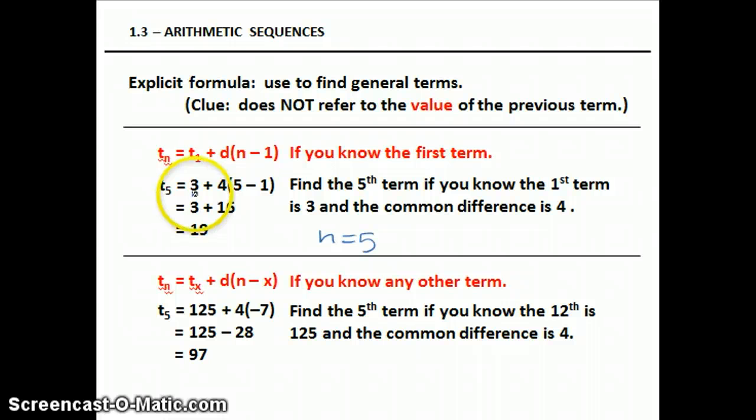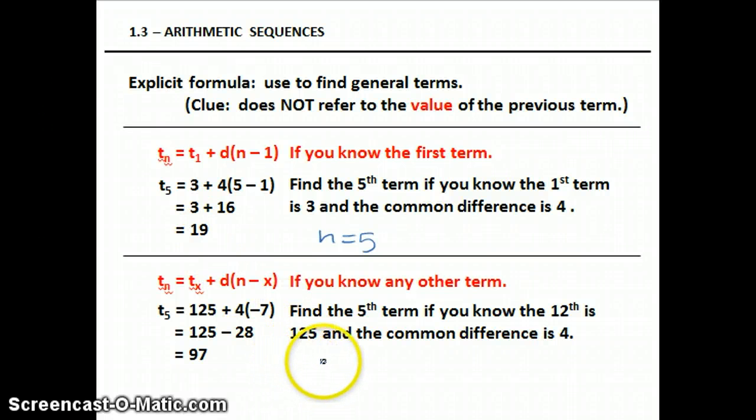Our first term is 3, goes in where t sub 1 is. We're looking for our 5th term, so n is 5, so 5 goes where n is. And our common difference is 4, so that is what d is. Then all we do is regular algebra and make sure that we follow the order of operations. We cannot add first. We'll subtract this, then multiply. 5 minus 1 is 4, times 4 is 16, plus 3 is 19. So the 5th term in this sequence is 19.